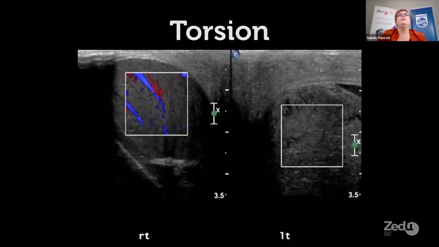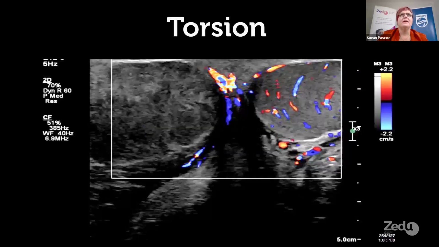Another case here where you can see there's a difference on the right and left side in the amount of vascularity you can see in the testicle. You can see on this one, it's quite marked altered echo texture. So there's likely to be an infarct here, but you can also see the left and the right comparison of vascularity. And there's quite a big asymmetry in that vascular pattern.